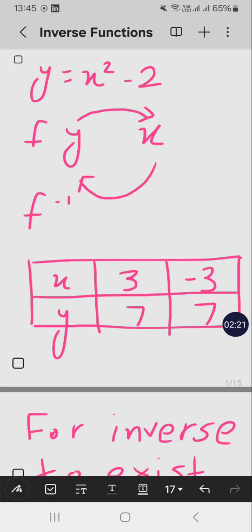So if we put 3 into our original function, it gives us the value of 7, because 3 squared is 9 and 9 minus 2 is 7. Similarly, when we put minus 3 into our original function, this gives us minus 3 squared, which is 9, and 9 minus 2, which is 7. So both of these inputs are giving us the same output, which is 7.